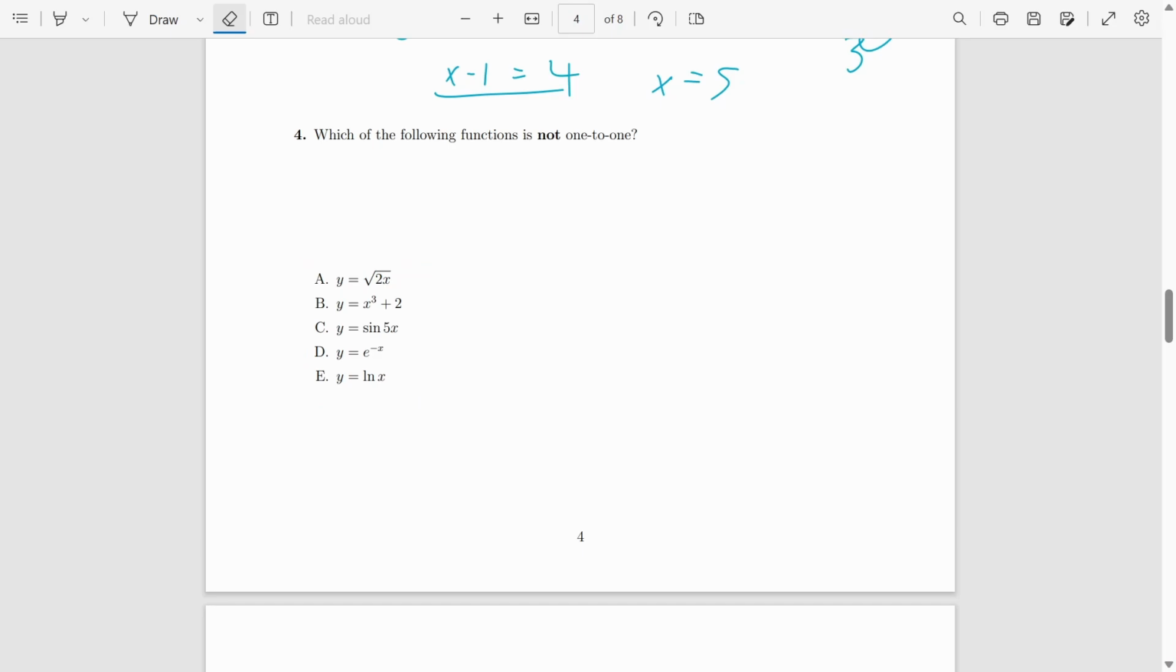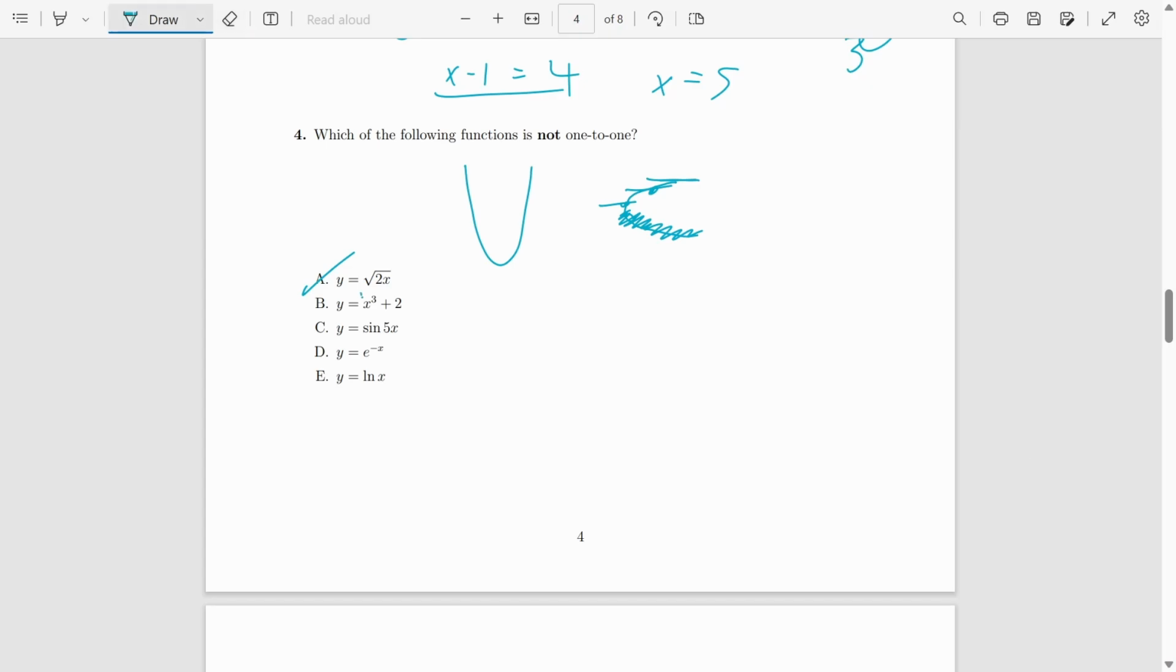Let's see, number 1, A. It's square root of 2x. That's a square root function, which is the opposite of a parabola like that. So a square root function will look like that. Actually, it won't even include this bottom part, but even still, this passes the test. It just hits it at 1 point each time. So we know that it is one-to-one, so that's not the right answer.